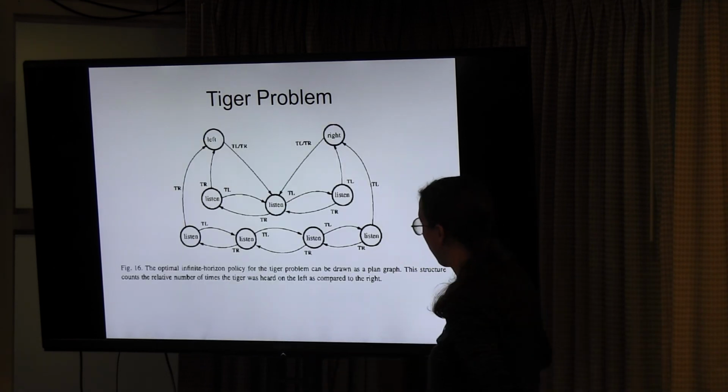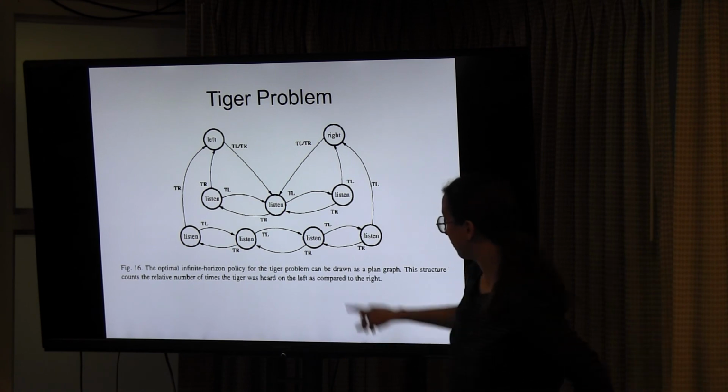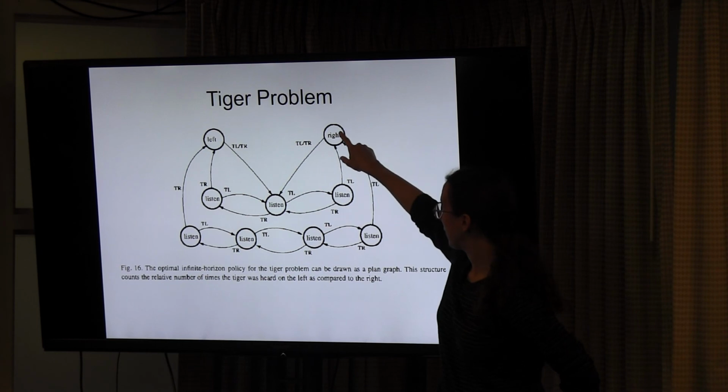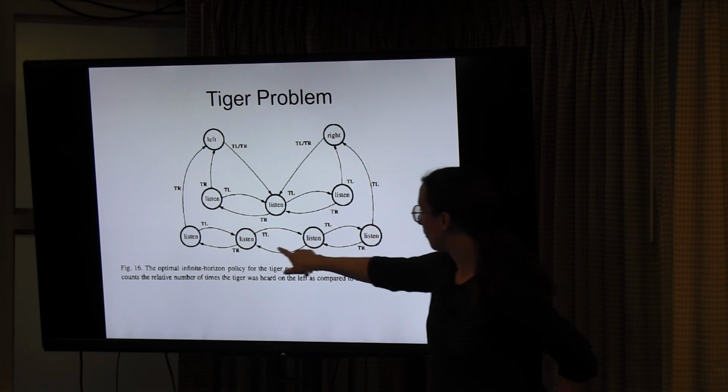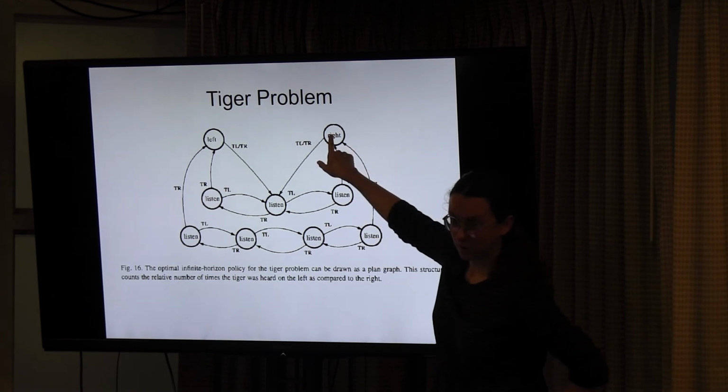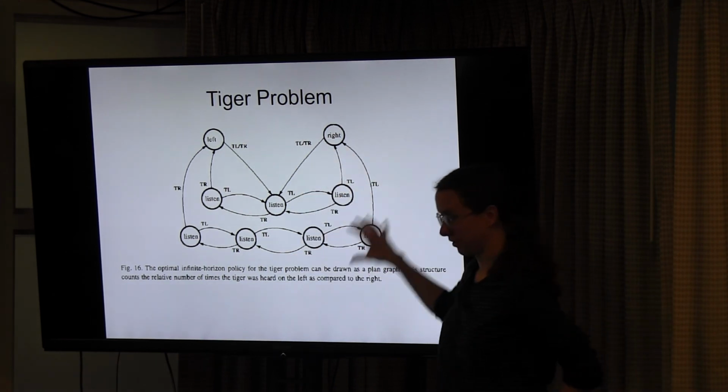And this is sort of a graph version of the policy. This is basically counting up how many times I have to hear it in order to actually take an action. So every time I hear it right or left, I'm going to go here, and then I'm going to open the right door. So this is sort of a graph version.